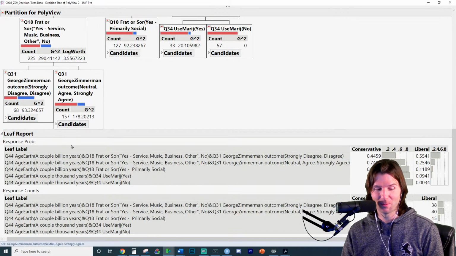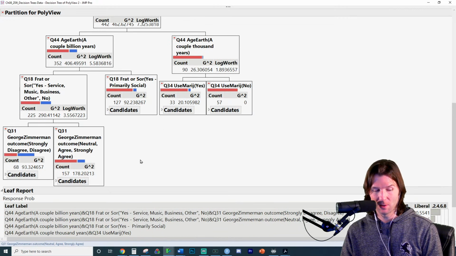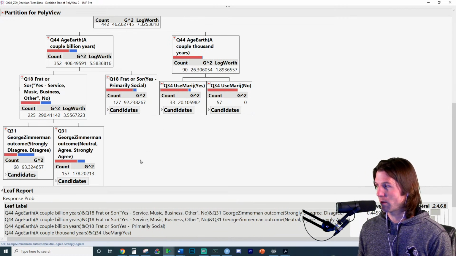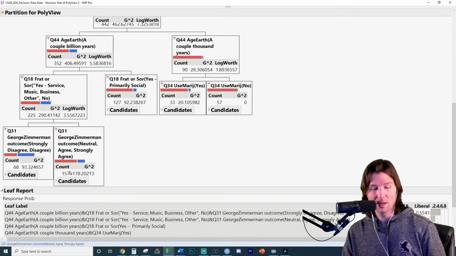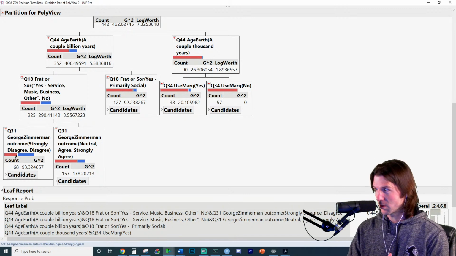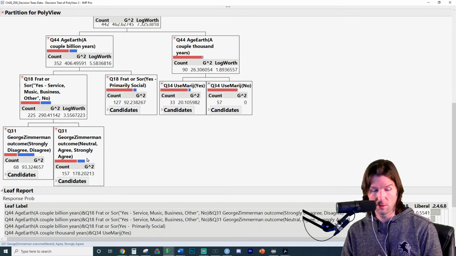Now we get George Zimmerman, so there's something pretty political. And you can see the splits right here where people remember George Zimmerman, Trayvon Martin. So whether people agreed or strongly disagreed, liberal was more likely to strongly disagree or disagree. But there are conservatives who disagree too, and there are liberals who are neutral, agree, or strongly disagree.